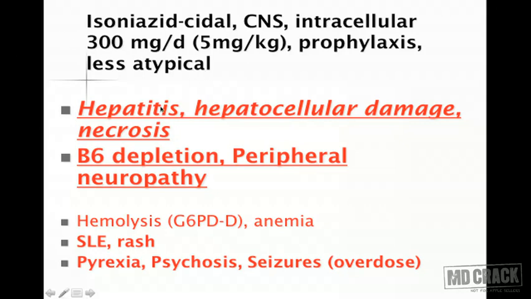You need to remember hepatitis and liver damage. There's no option for it. And after that, remember 3 P's. The first P is peripheral neuropathy. The second P is pyrexia. And the third P is psychosis.